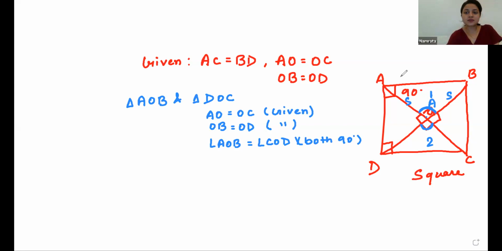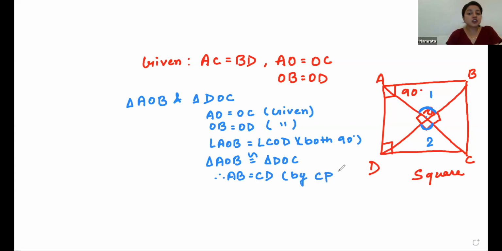Are you getting it? So we can say triangle AOB is congruent, congruent means it's exactly the same, with triangle DOC. And since these two triangles are exactly the same, each and every side will be exactly the same with each other. Each and every angle will be exactly the same with each other. So from here we can say, therefore, AB will be equal to CD. Is it clear?